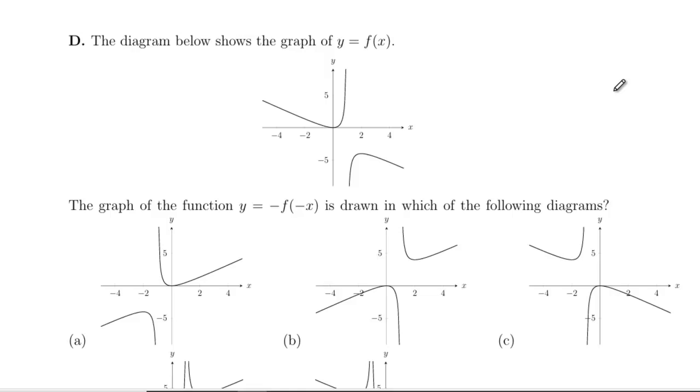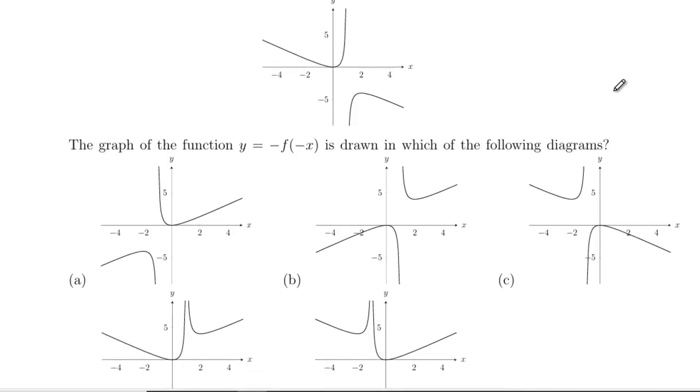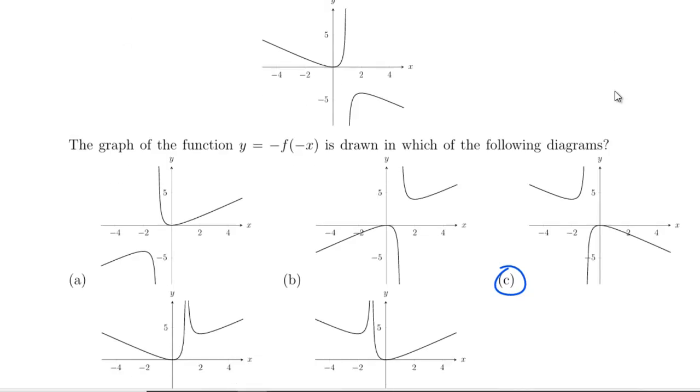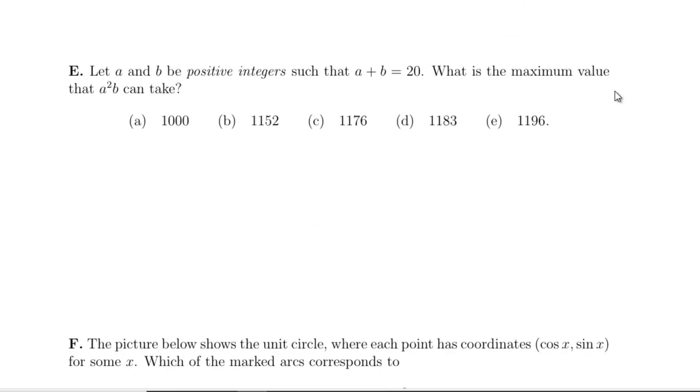Diagram below shows the graph of y equals f of x. Okay. The graph of the function y equals minus f of minus x is drawn in which of the following diagrams? Okay, well that's not up to their usual graph spotting standard because that's going to be reflecting in the x-axis, reflecting in the y-axis, and it doesn't matter which way around we do them. So C. Oh, that was a bit of a gimme. Yeah, is that really all they want? Minus f of minus x. Yeah, okay. Right, well that's that one.